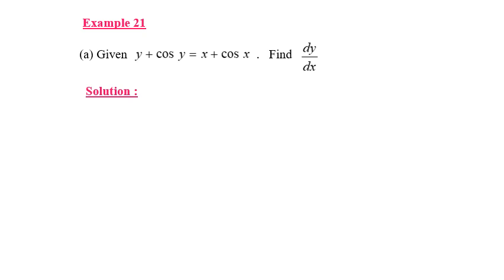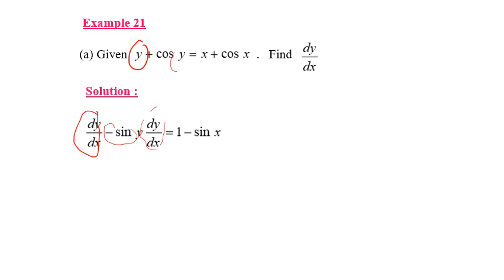Okay. So first we differentiate. We know differentiating y will get dy/dx, right? And then differentiating cos will get negative sine. But remember, since we differentiate y, remember to put dy/dx after that. And then on the right hand side, differentiating x will get 1. And then differentiating cos is also negative sine, same as on the left hand side. But this time, since it is x, there is no need to multiply with dy/dx.